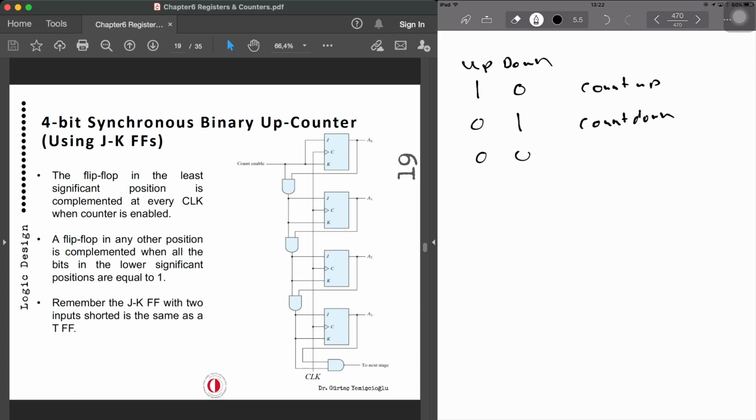When both are 0, it's hold. And let's say 1, 1, 1, it's going to count up again. So count up has got the priority. Okay, so we can easily, again, implement this using multiplexers.